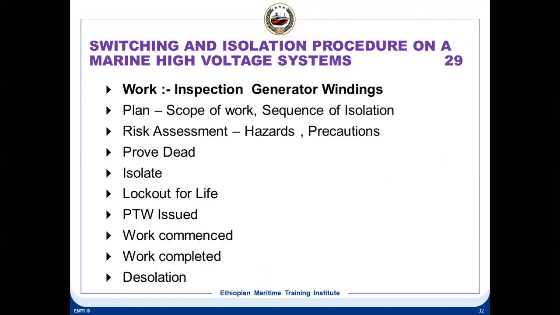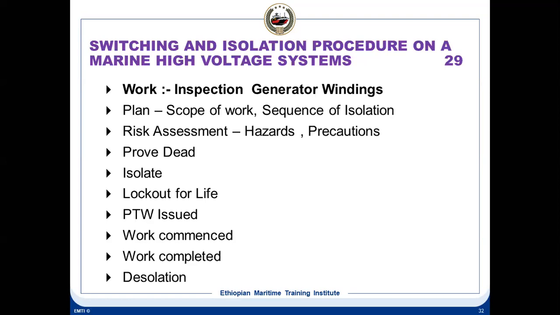Now, the switching and isolation procedure on marine high voltage systems. This is the full procedure you should follow when you are working on high voltage systems. Here we have taken an example of an inspection on generators: inspection of a high voltage generator winding. The first thing is to plan the job: the scope of the work, what work you are going to carry out, and the sequence of isolation. How are you going to isolate it?